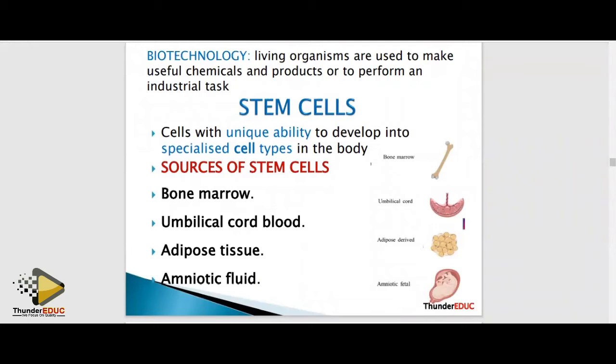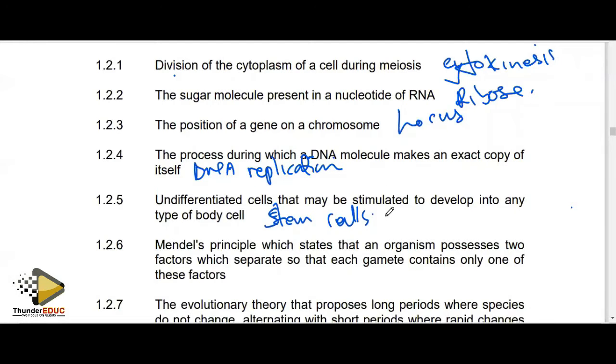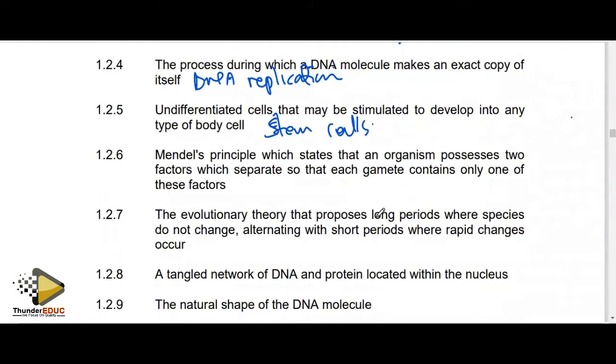So there is no question which you're going to find in the exam that is not answered by this booklet, which we call a distinction material, Excel in Life Science. So now there is another question. They're saying that Mendel's principle states that the organism possesses two factors which separate, so that each gamete contains only one of these factors.